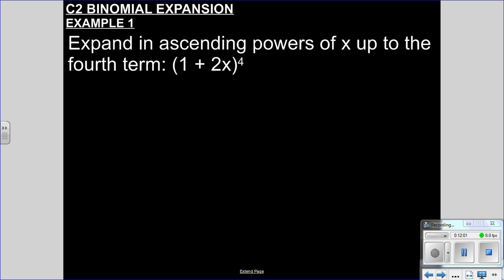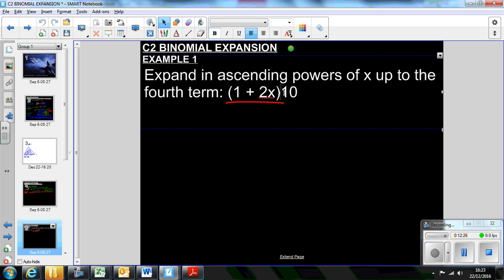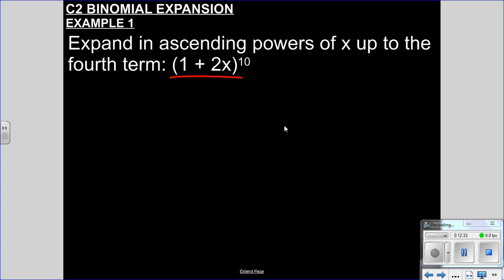Because I just want you to see how simple it is, really. So if we're expanding in ascending order of powers of x up to the fourth term, a simple one, we could change that actually. Why don't we change that to the power of 10? So let's change that to 10. Bring that power up. Okay, and let's see the formula in action then.